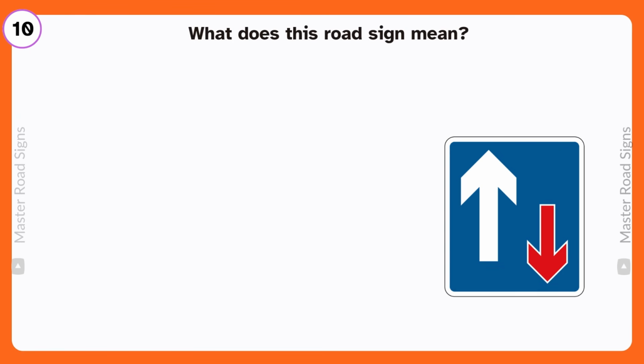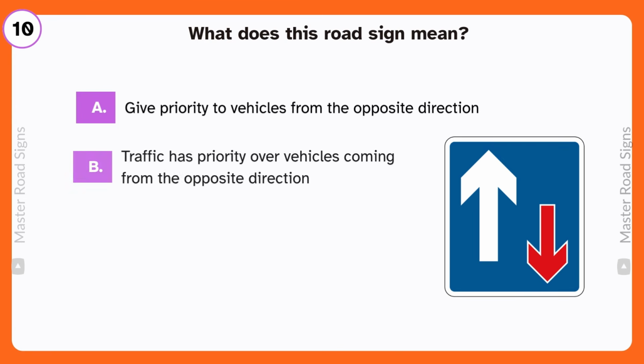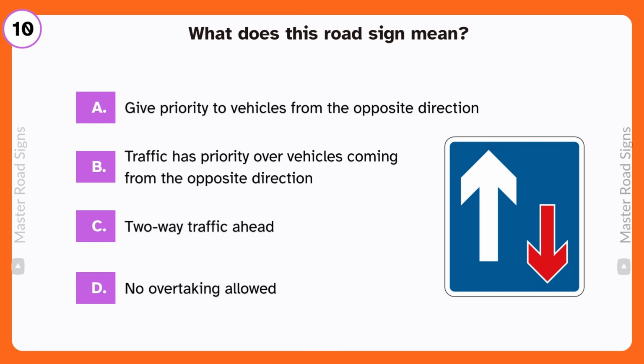Question 10. What does this road sign mean? Option A. Give priority to vehicles from the opposite direction. Option B. Traffic has priority over vehicles coming from the opposite direction. Option C. Two-way traffic ahead. Option D. No overtaking allowed.